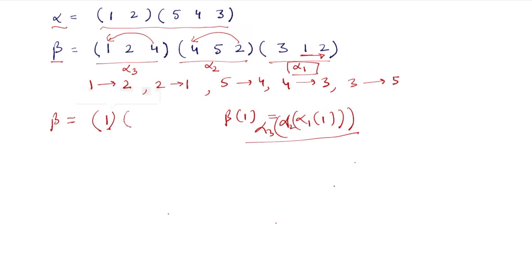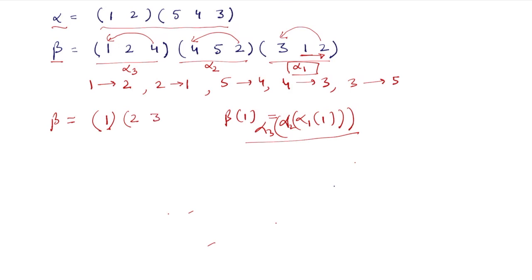Then we will pick the second smallest element 2. Under alpha 1, 2 goes to 3. Under alpha 2, 3 goes to 3 because 3 is not appearing in alpha 2. So 3 goes to 3 here, and then in alpha 3 also 3 is not appearing. So 3 goes to 3 here also. So ultimately under beta 2 goes to 3.